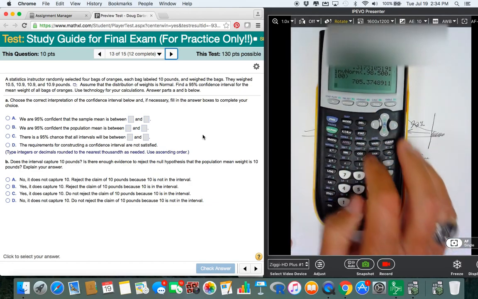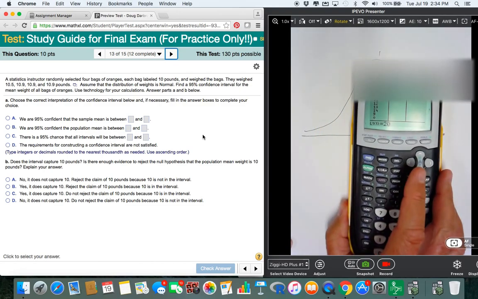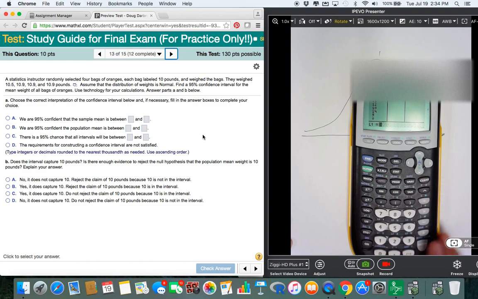So I'm going to put this in my calculator. And first thing I want to do is clear out my old numbers and carefully type in these 4 numbers. All right, so 10.5, 10.9, 3 times. The distribution of weights is normal. Find a 95% confidence interval.